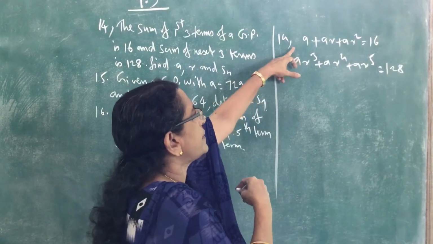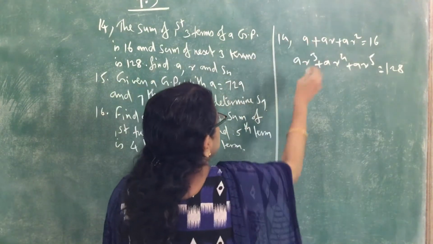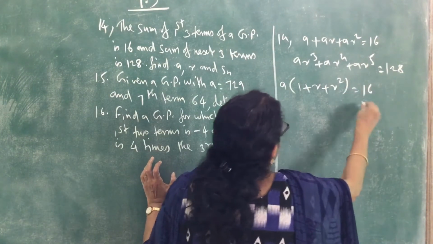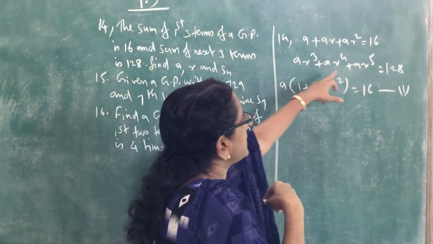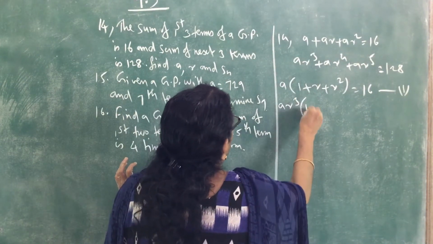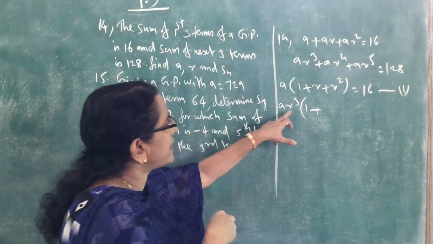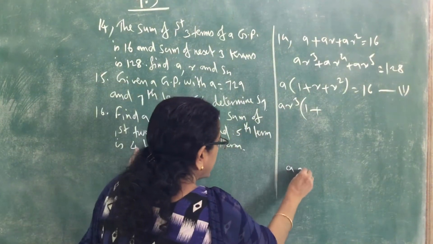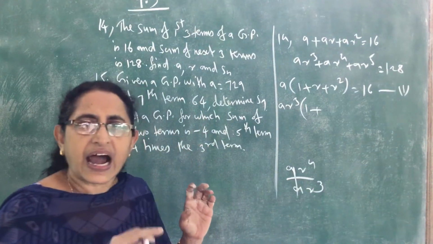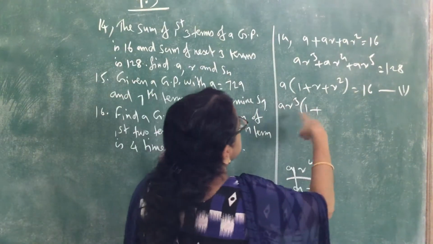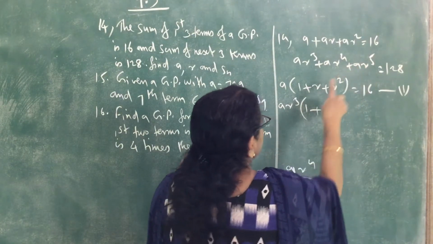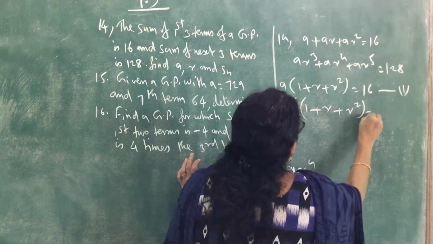Now the first equation can be written by taking the common factor: A into 1 plus R square equal to 16. And here we can take common factor AR cube. So AR cube into 1 plus, AR raised to 4 divided by AR cube, A cancelled, R raised to 4 by R raised to 3, R raised to 4 minus 3, that is R. Plus AR raised to 5 by AR cube, that is R square, equal to 128.